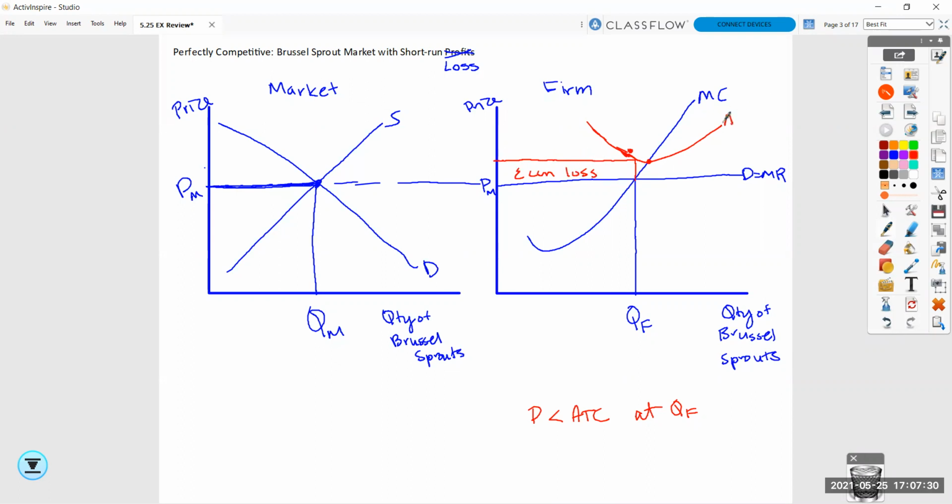Now, if you guys didn't hear me on several of your graphs, I said, okay, that's good. You have the ATC at the appropriate place, but without the AVC, we don't know if we're going to produce. So this is a graph where I've got to have this AVC in there. Now, again, the only difference between the profit, the loss, and our long run equilibrium is where this average total cost curve sits.